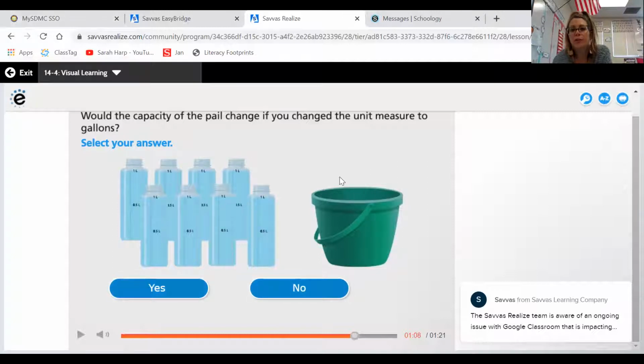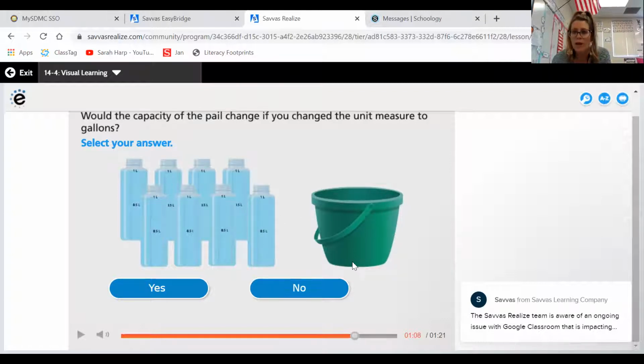They're wanting you to think about the pail, not about these water bottles, okay? So capacity, remember, is the amount of liquid that is filled up in a container. So they're asking, would the capacity, would the amount of liquid change if we used gallons? Would the amount of liquid change in the pail?